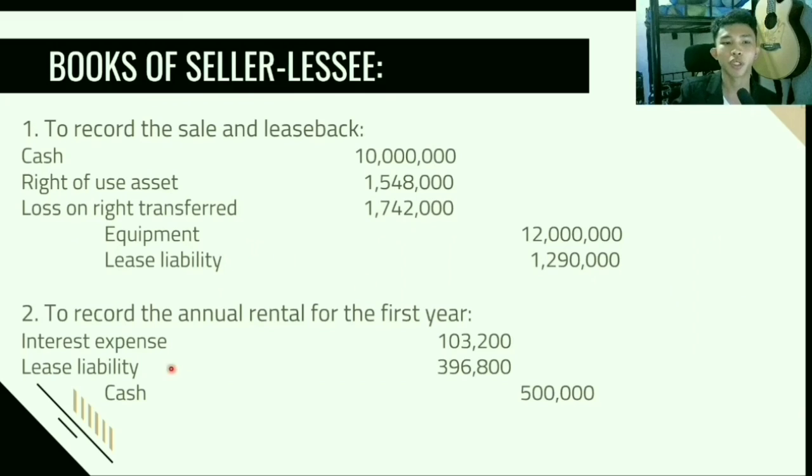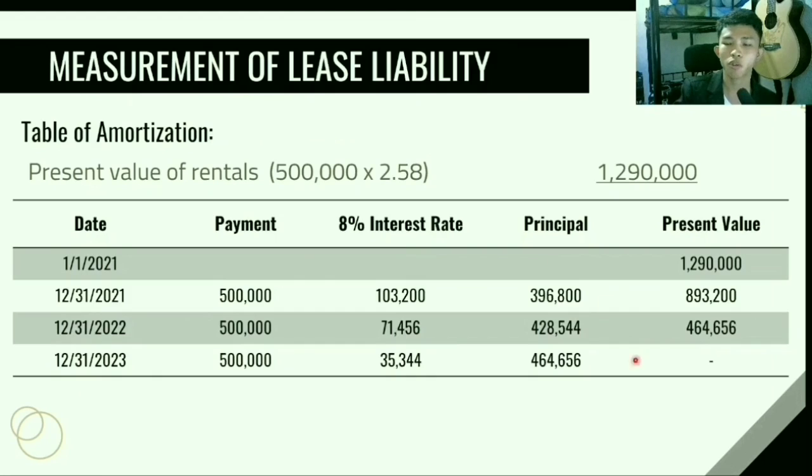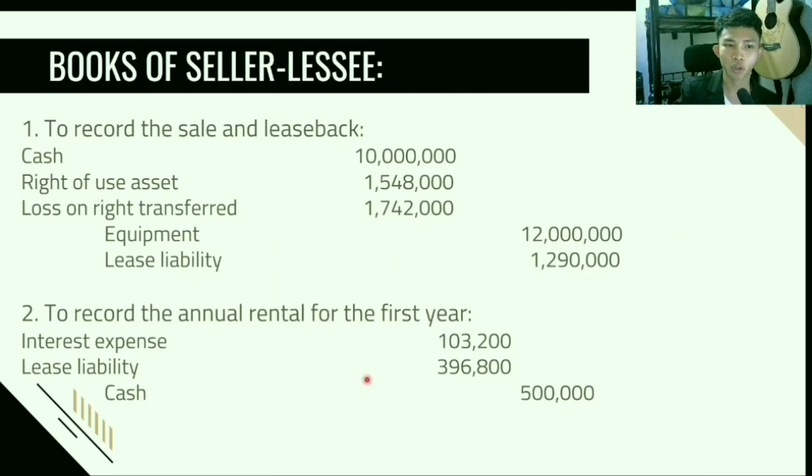Going back, number 2 natin, next entry natin is annual rental for the first year. Balik ulit tayo dun sa table of amortization. Okay, so punta tayo sa table of amortization, we will see na ang interest natin is 103,200 and principal of 396,800 for the first year. Okay, so we will record those values here. Then credit cash, yung annual payment natin na 500,000.